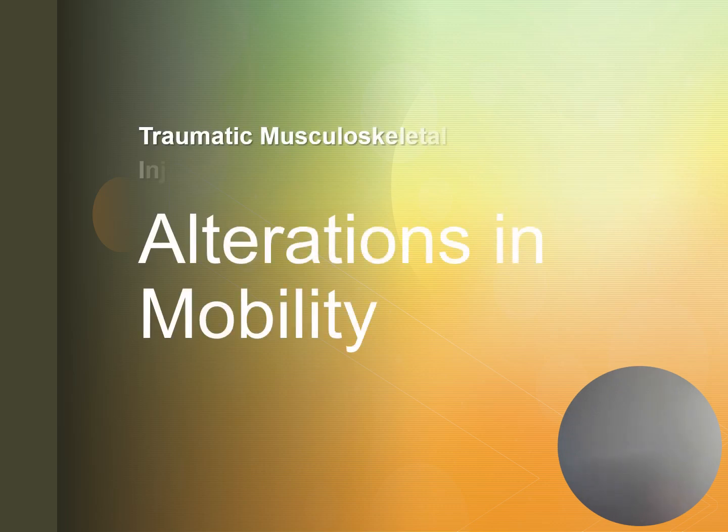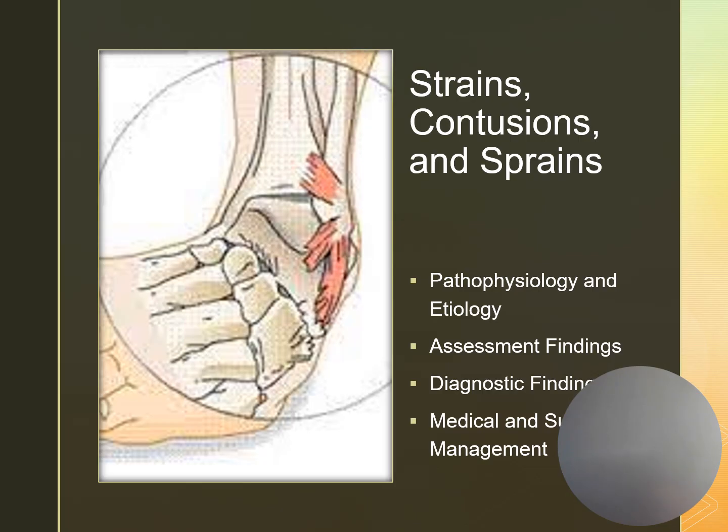Alterations in mobility, traumatic musculoskeletal injuries. Injuries to the musculoskeletal system can potentially cause dysfunction to the muscle, injury to blood vessels and nerves, or skeletal dysfunction. Treatment will involve immobilization of the injury until it's healed.